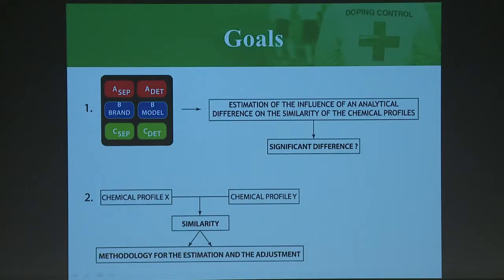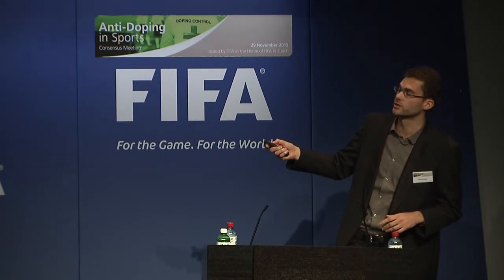So one of the purposes of this thesis was to estimate if any analytical difference would be of significant influence on the similarity of the results. Basically, if we have two methods that differ by the brand or the model, is it really an issue for the similarity of the results? Or is it not an issue? So of course, you have to define a methodology able to assess and estimate the influence of these parameters on the similarity, a methodology which must take into account the context of a database which is growing daily by the addition of new results.